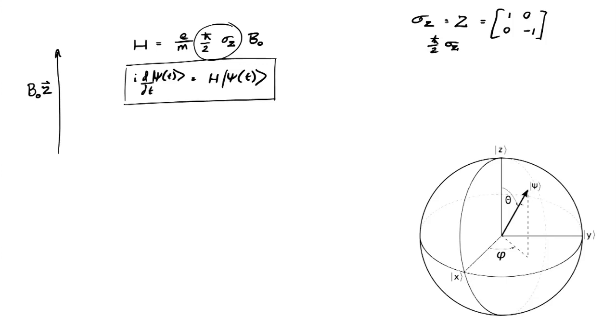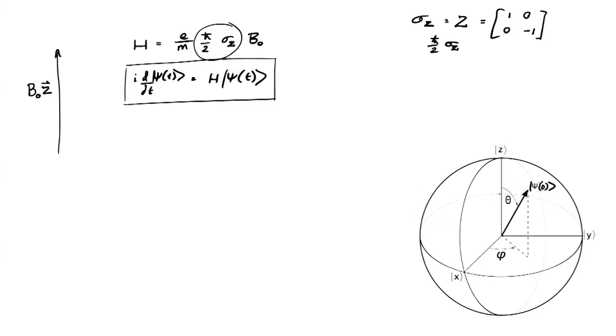So let's say that this is psi naught. This is what psi at time 0 looked like. It was pointing in this direction, with angles theta and phi. Well, then what happens to the spin is it stays at the same angle theta. It keeps the same angle theta with the z direction, but now it starts precessing. So phi actually changes as a function of time.